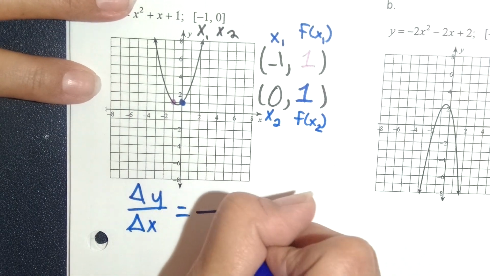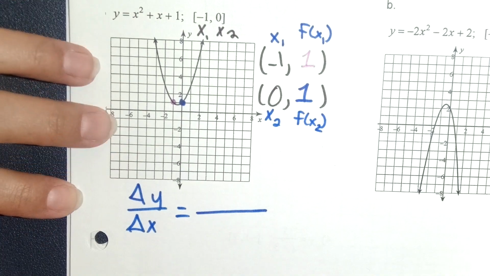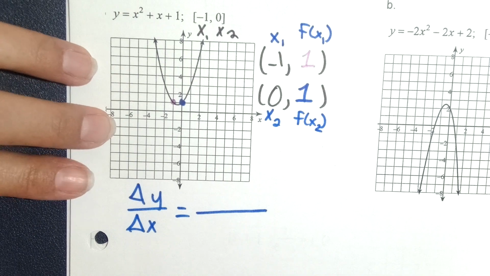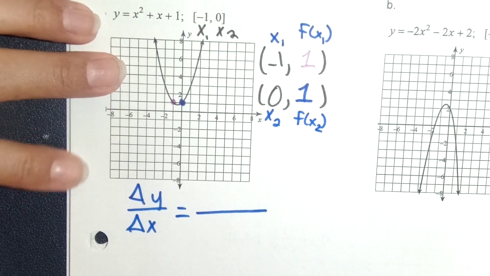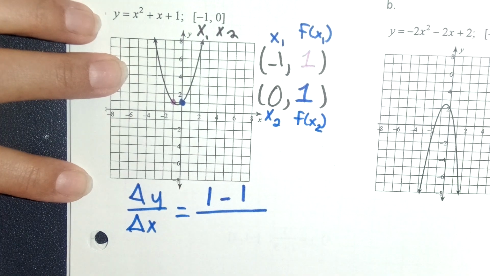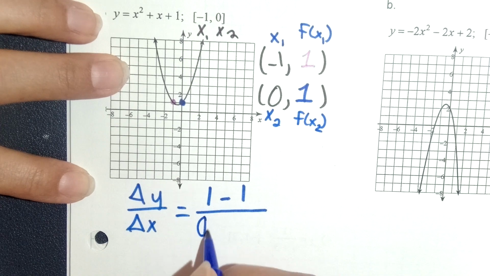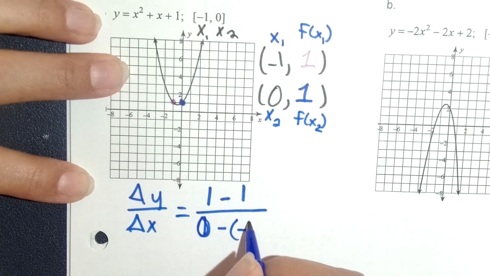So how can I put it into my formula to find the average rate of change? Look in your notes. 1 minus 1 over 0 minus -1. Very good.